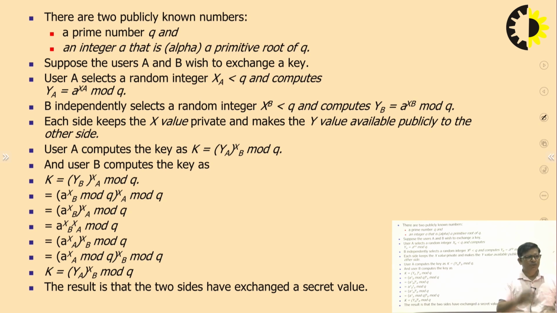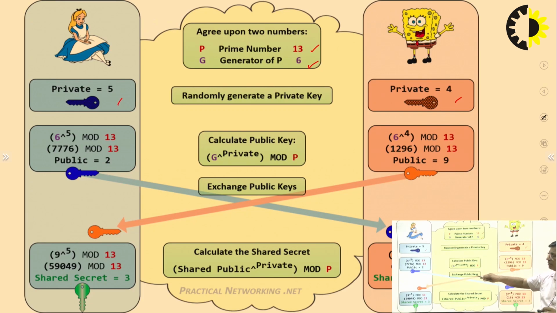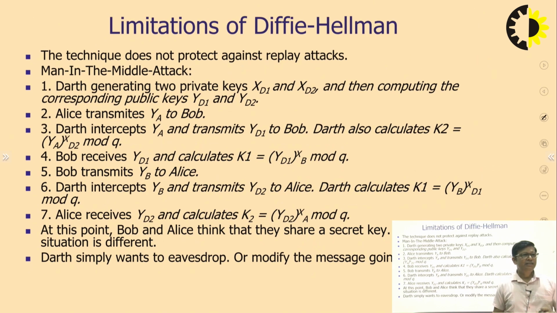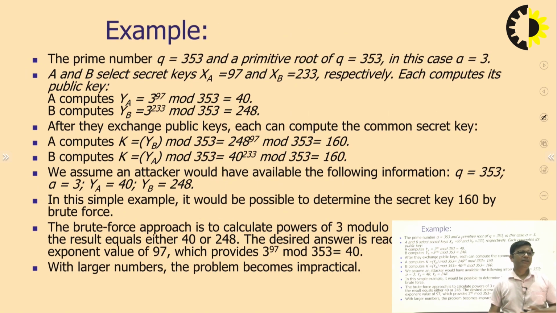So you can read the statements from this slide and perform the operation using this algorithm. Basically, this algorithm can be understood very well by using this graphical representation. Now we will study some examples. Let's say the prime number q is equal to 353 and the primitive root of q is a. In this case, a is equal to 3. A and B's secret keys are xa equal to 97 and xb equal to 233 respectively.